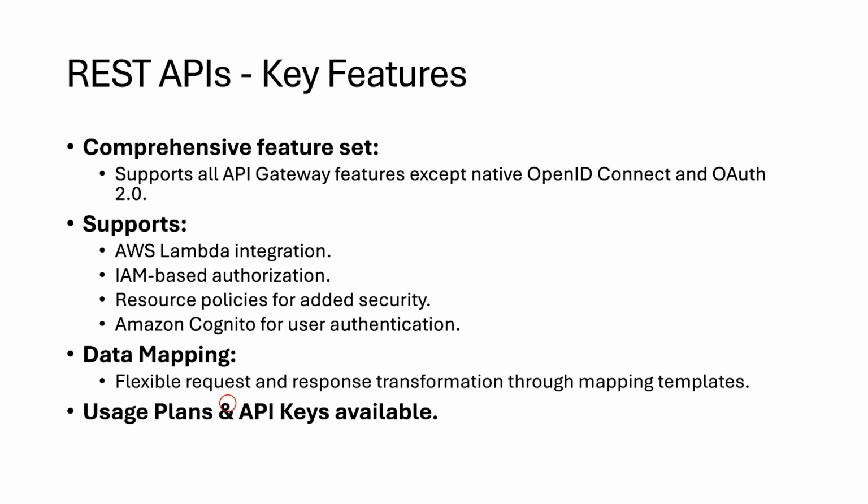And REST APIs allow for more detailed security features, right? As we discussed, you can see here the security features like IAM and resource-based policies. They will be available in REST APIs, and it will also give us Amazon Cognito for user management. Fascinating, right? It has so many features when compared to HTTP APIs.